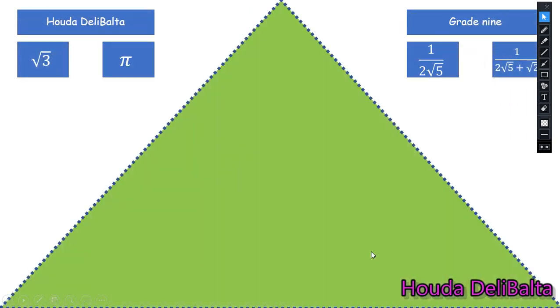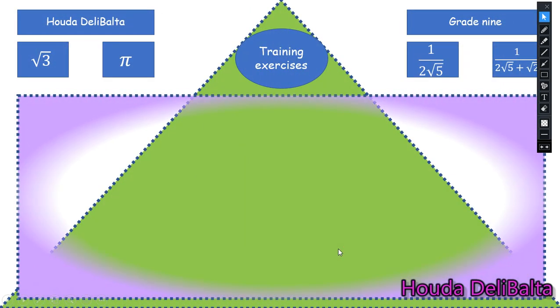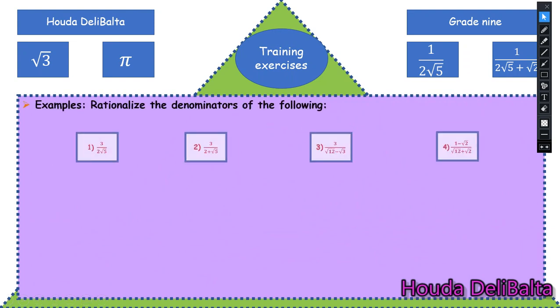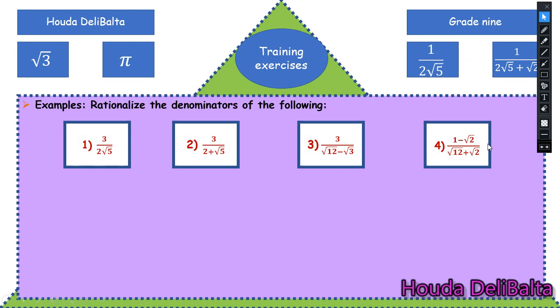Let's apply the rules, and here are the examples under the title of training exercises. Rationalize the denominators of the following. Here are 4 examples. I'm going to start one by one. The first one, 3 over 2 radical 5. So we have to look at the denominator. The denominator is 2 radical 5.